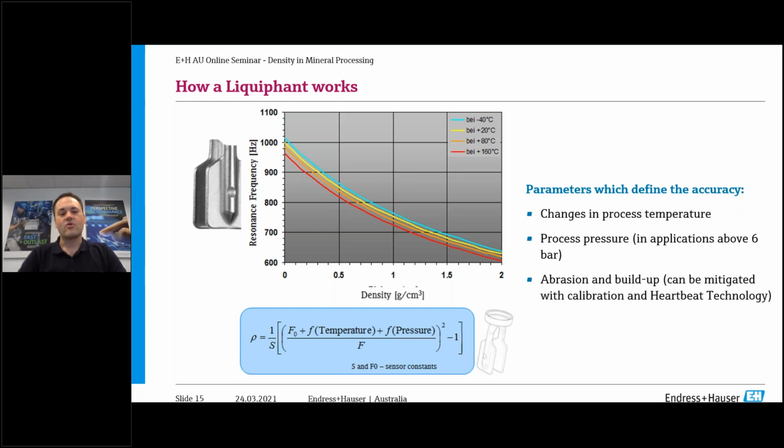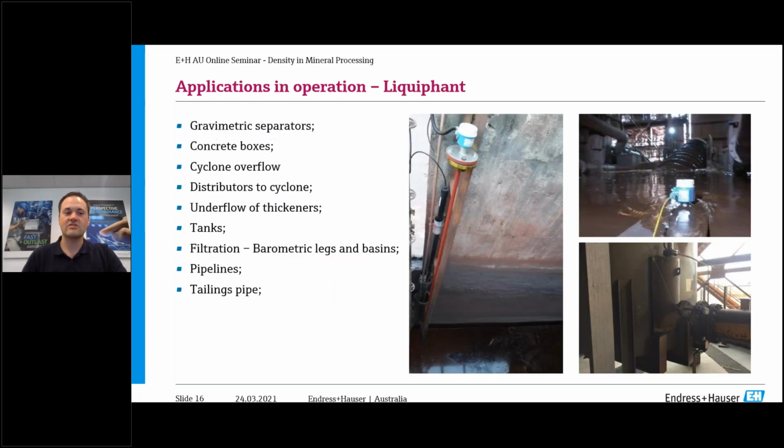But the equation down the bottom there is the relationship of density using the vibronic fork, where S and F0 are sensor constants, but you can see that temperature and pressure are dependent factors in the equation as well. So they're important factors for us to consider when installing an application such as this.